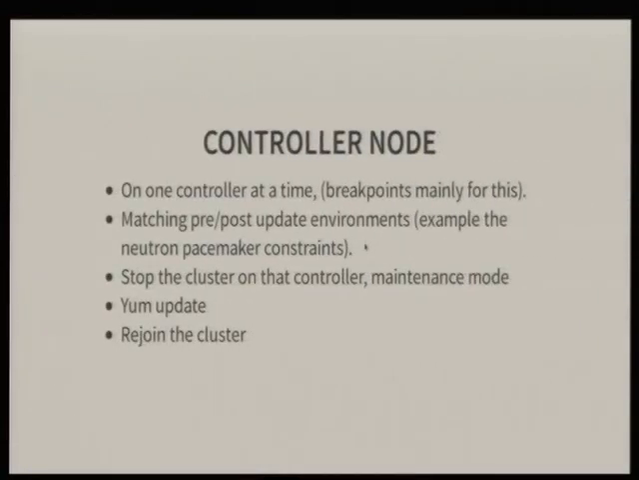Okay, so here we first need to bring the cluster down. So we take the controller out of the cluster. We need Pacemaker to be in maintenance mode for the duration of the update. Once all the services are stopped on that node, then we run a yum update. Once the yum update is finished, we put the controller back into the cluster and we go on to the next one.